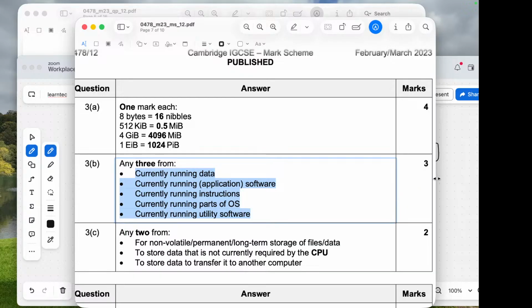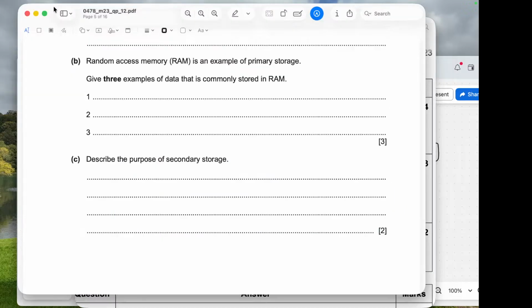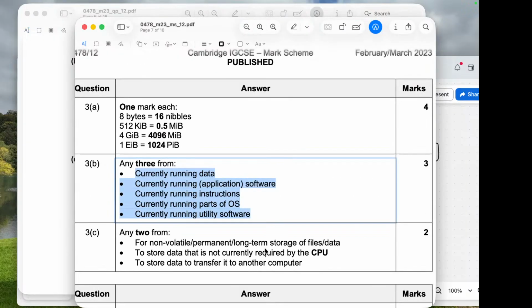Okay, next question then, if I can find it. Describe the purpose of secondary storage. I've just described that already when I was describing RAM and everything. So it doesn't matter. Let's look at the answer. So it's non-volatile permanent storage to store data that's not currently required by the CPU, to store data to transfer it to another computer. Don't know whether I'd have picked that last one out, but yeah, it's permanent storage. So if we switch the electricity off, it's always there, and it's not currently required by the CPU.